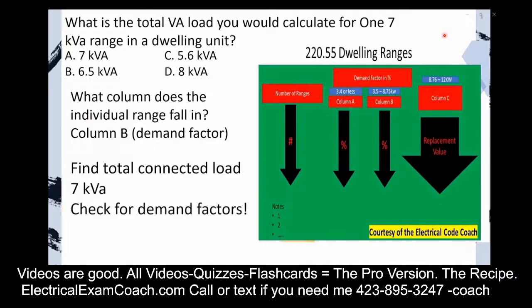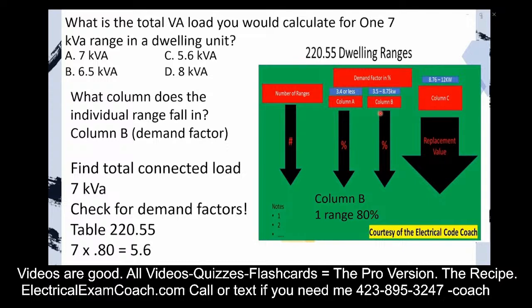Now let's check for demand factors. When we head back to our table, we're going to start on the left-hand side and find our number of ranges. Then we're going to cross over and find our multiplier. And when we do that, we find that it's 80% for one range. Now let's do the math. We take our 7 multiplied by our demand factor, and that gives us our new reduced load. And we select C.